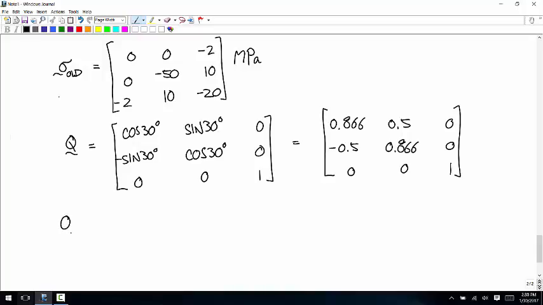And so Q transpose is 0.866, negative 0.5, 0, 0.5, 0.866, 0, 0, 0, 1.